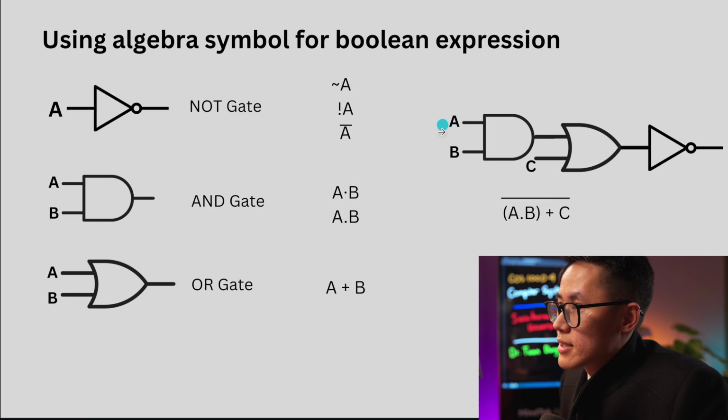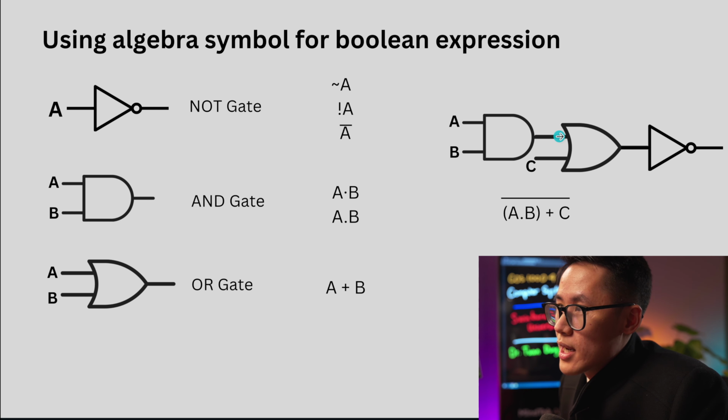Now let's have a look at this diagram. I have two variables A and B going through a NOT gate. Going through an AND gate. Okay, this is an AND gate, just like this one. So AND gate would be A dot B. Okay, so I will do it step by step. Because A and B go through an AND gate, I will write A dot B. Okay, so A dot B is this point.